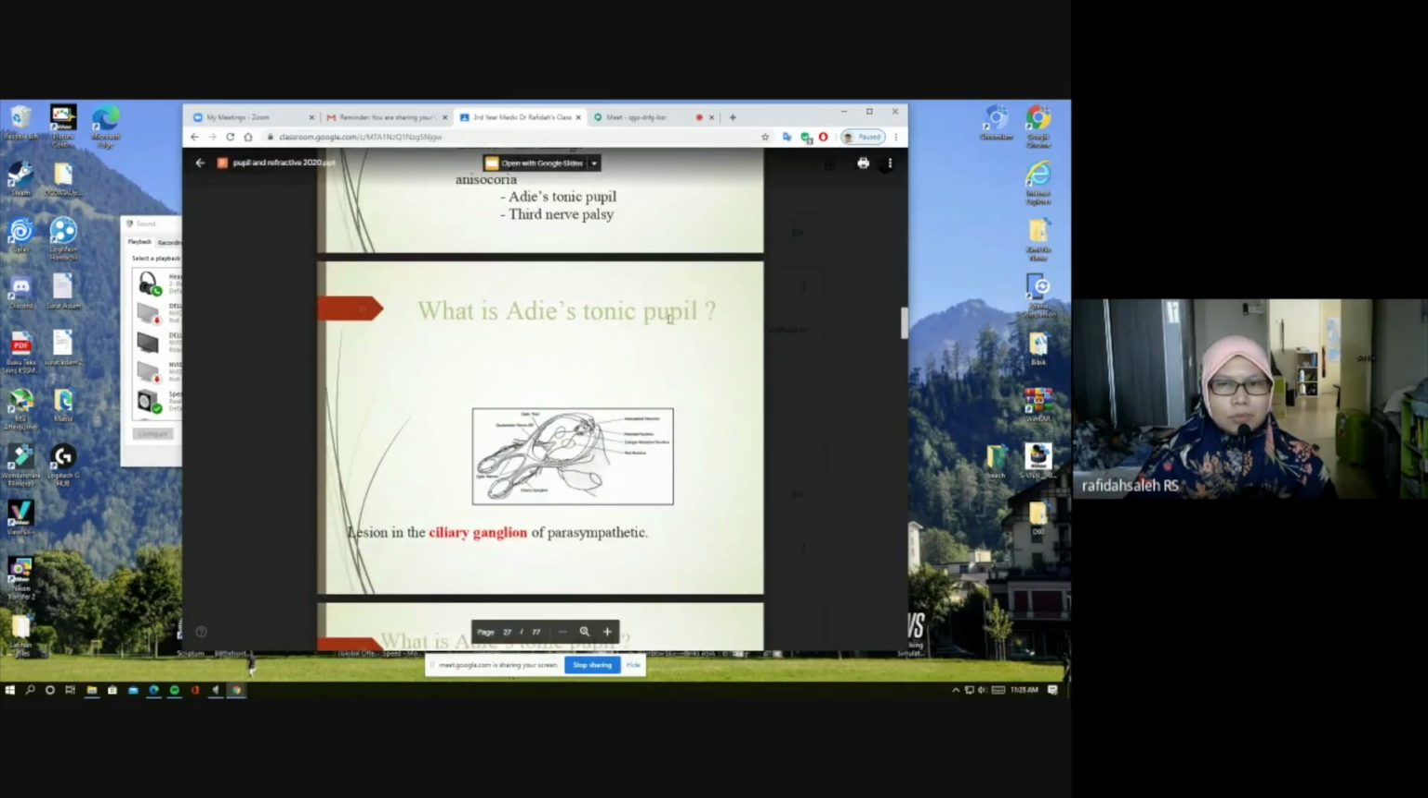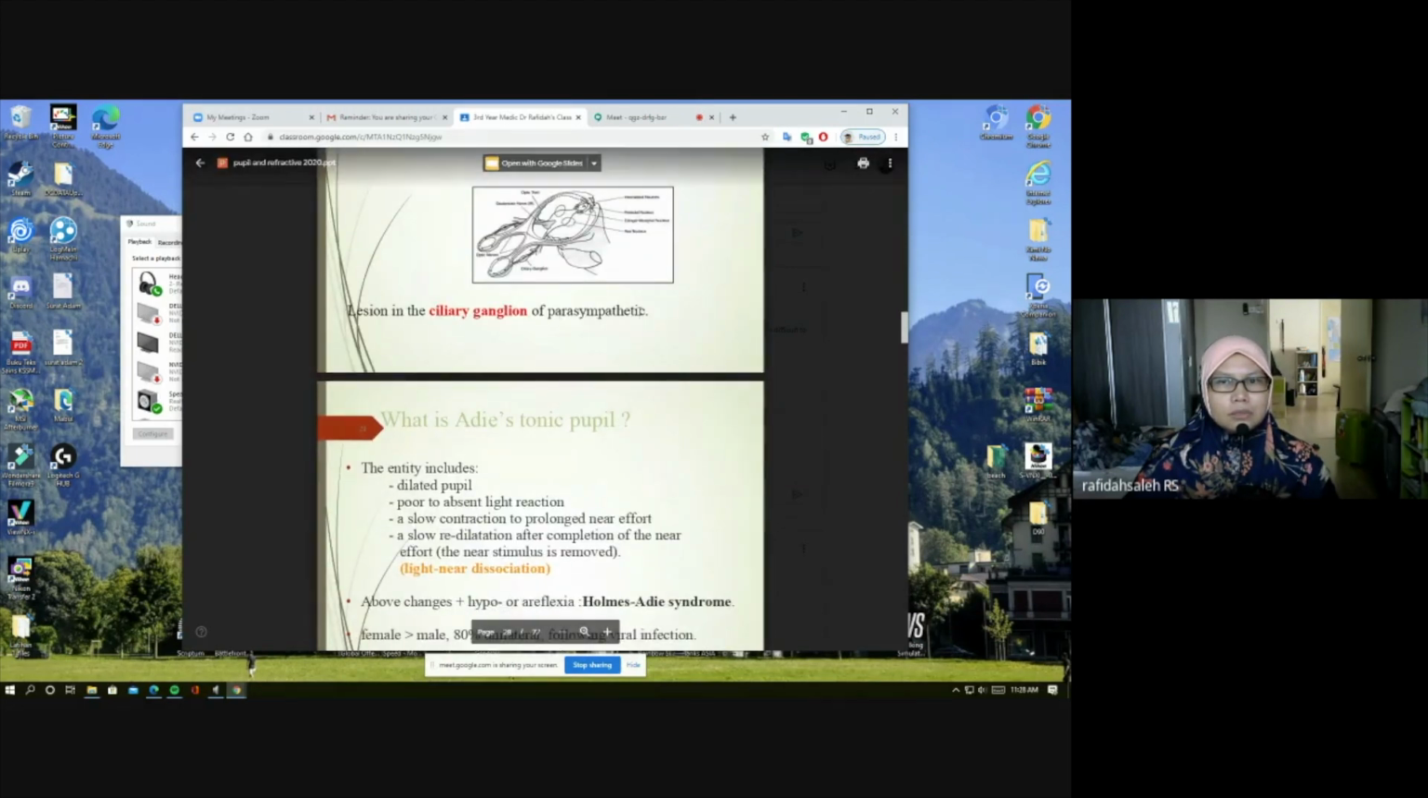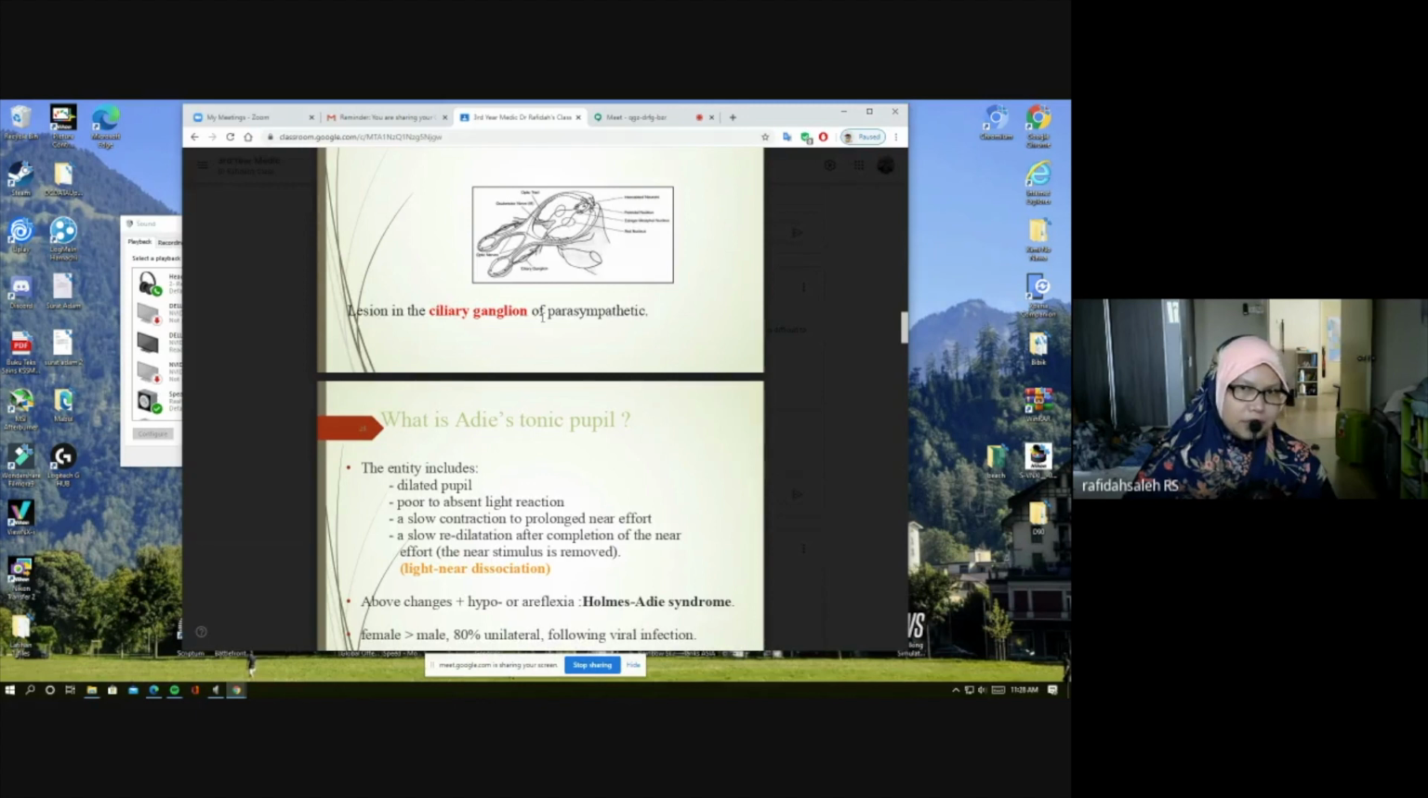So what is Adie's tonic pupil? It is not common. You know that things are not common, but perhaps you will see it once in 10 years. It is a lesion in the ciliary ganglion of the parasympathetic. So parasympathetic, what does it do? It constricts the pupil. So if it has a problem, the pupil will remain dilated, because the sympathetic wins. The parasympathetic is lost, so the other one will win. So that's why the pupil remains dilated. You remember that the action of the pupil depends on the summation of the parasympathetic and sympathetic action.